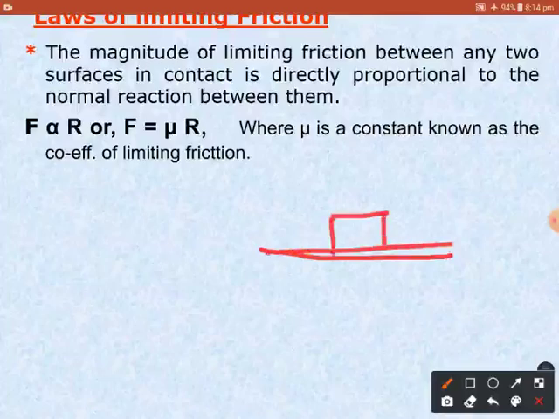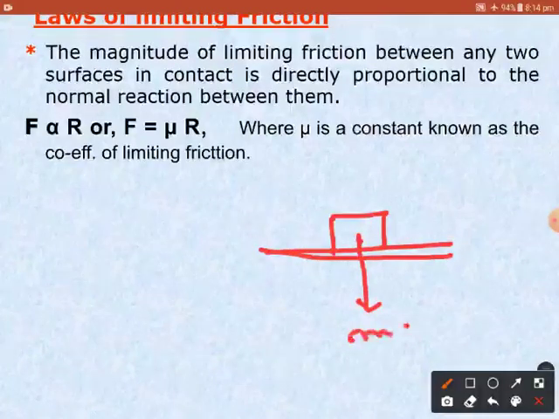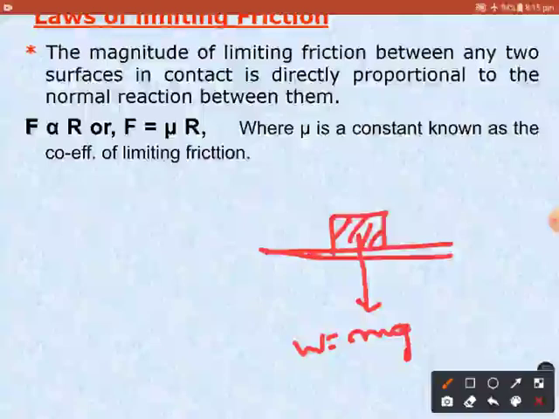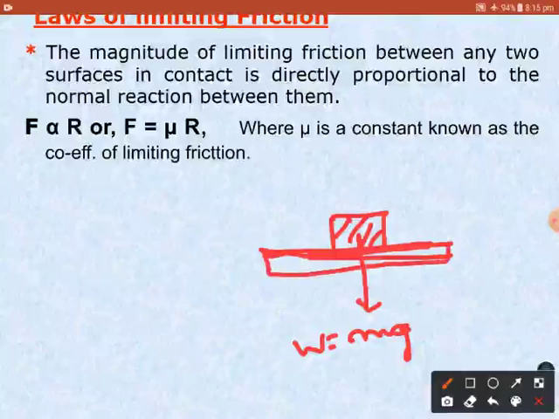Then the weight of the body will be acting vertically downward, and if m is the mass of the body, then its weight W will be equal to mass into acceleration due to gravity, right? And perpendicular to this surface, the body, when placed over this flat surface, neither moves downward nor flies upward, right? So it is because there is another reaction.